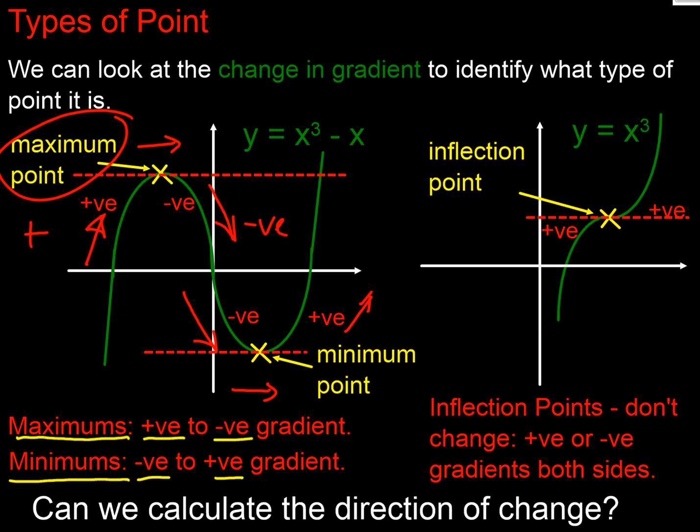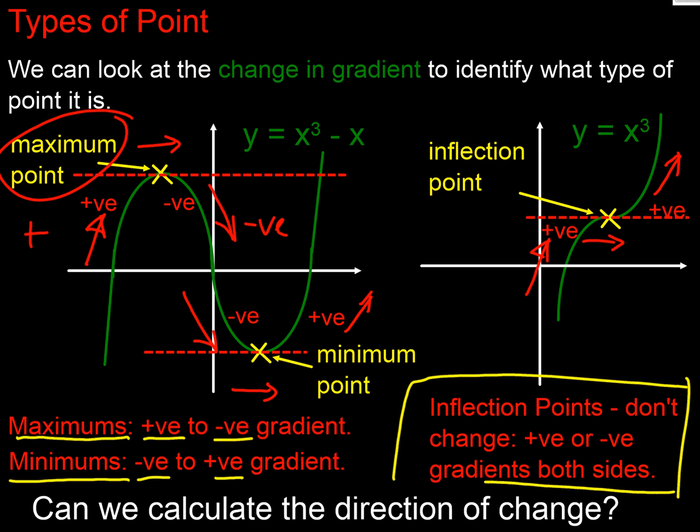What about these inflection points? Well, the one we've drawn here, the gradient's positive to the left hand side, it goes to 0 at the inflection point, and then it goes positive again. And we could do it having the curve the other way up. We could flip it on a horizontal reflection, in which case it will be going negative, then it would go flat, and then it would go negative again. So the difference with inflection points is that the gradient sign doesn't change. It's negative on both sides or positive on both sides.